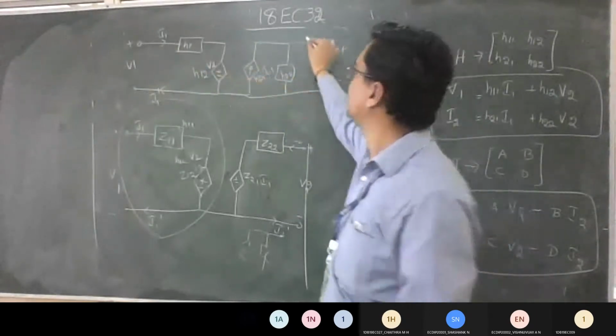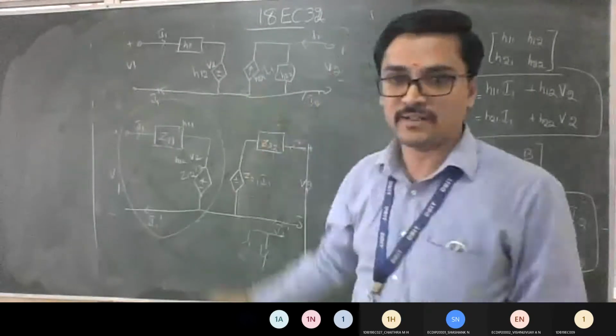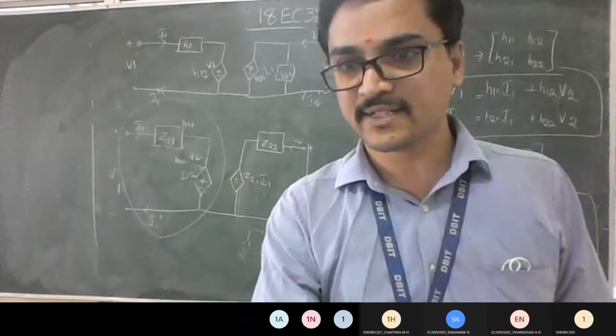So is the hybrid parameter a combination of your Z and Y? Is it correct?